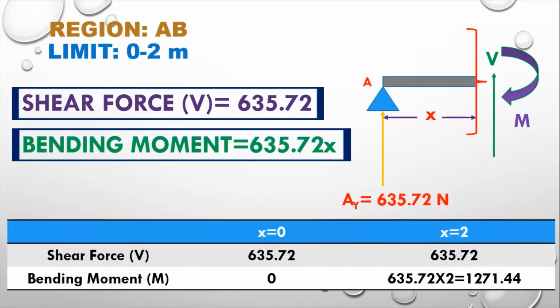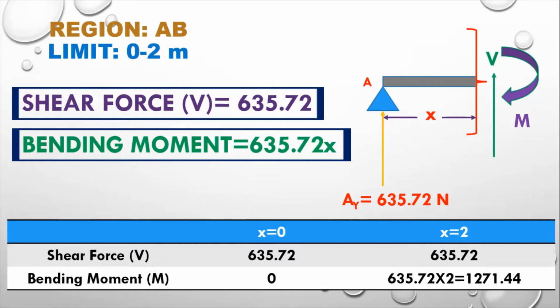So when we find these values, x equals 0, x equals 2, shear force is equal to 635.72, because when we put 0 or 2 in the shear force equation, there will be no x, so the value will remain the same. So 635.72 for x equals 0, and for x equals 2, the shear force value will also be 635.72. For the bending moment, the first value should be 0, because when we put x equals 0 it becomes 0. And for x equals 2, the bending moment becomes 1271.44 Newton meter. Whatever the units there, we will take them accordingly.